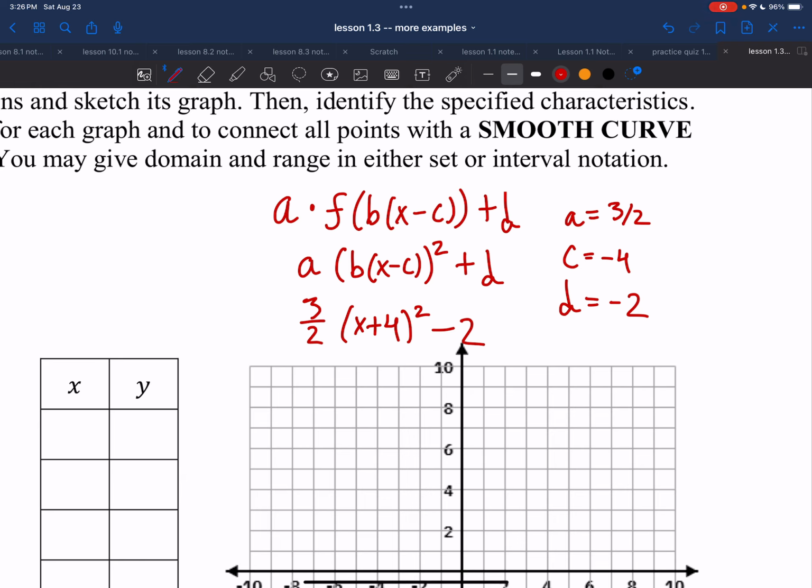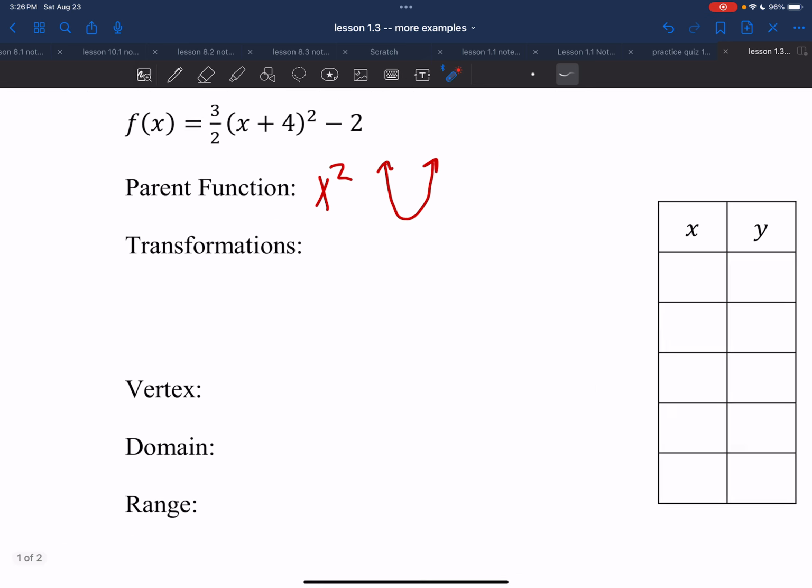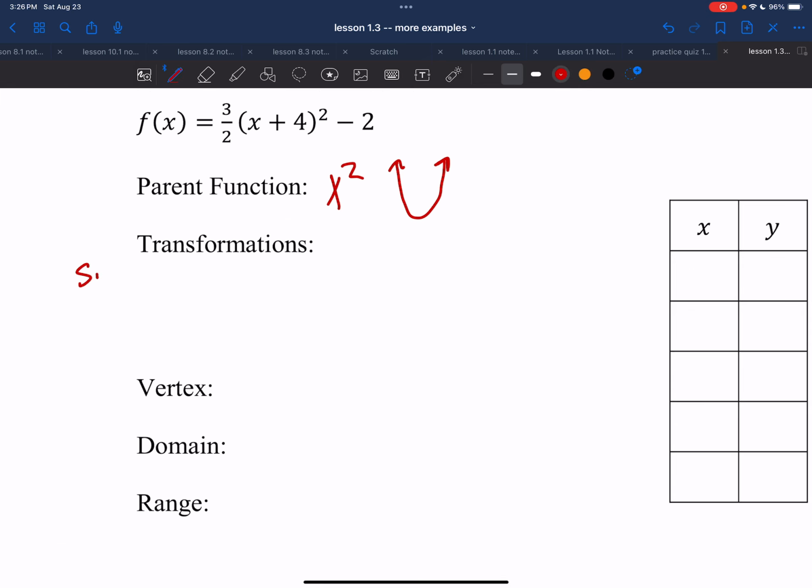So seeing that, what you would do is note this down and then look at your one-pager because it has information about what these values mean. And I'll just go ahead and tell you, A is 3 halves. So since A is 3 halves, which is more than 1, this means you have a vertical stretch. That is that transformation. And again, if that's the parent function, then the stretch will look something like this.